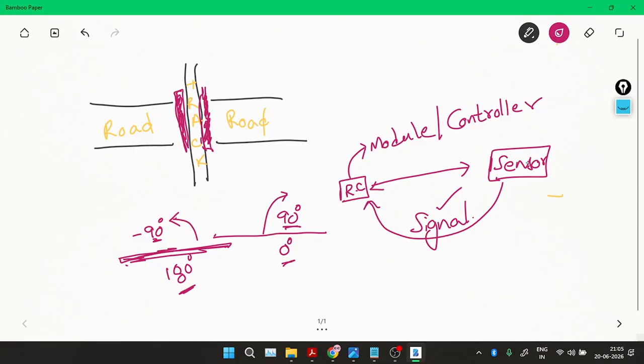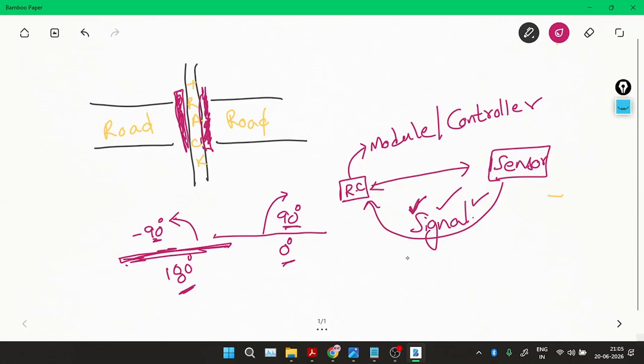And when the train crosses this path, the sensor will tell that there is no obstacle or there is no train in front of me. It will send another signal to the module here, which will interpret this signal and tell that the train has crossed this area, and the gates are free to open, so the traffic can flow. That's a basic idea.